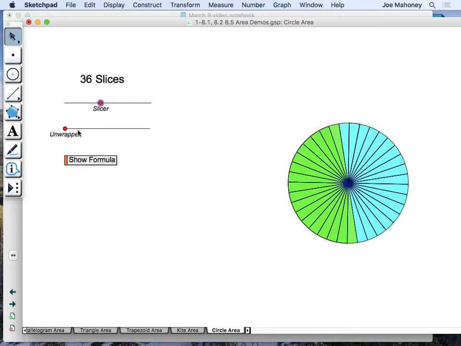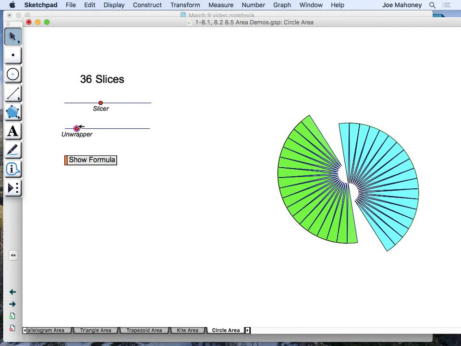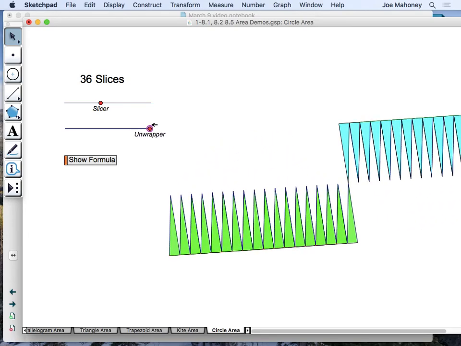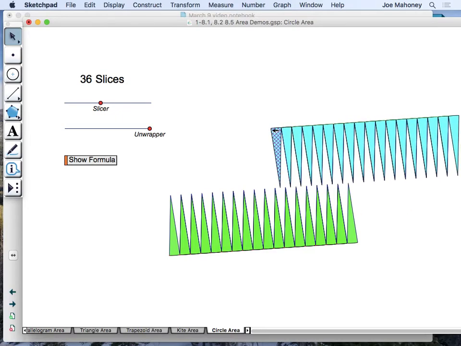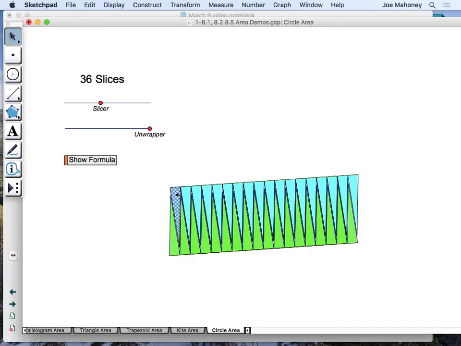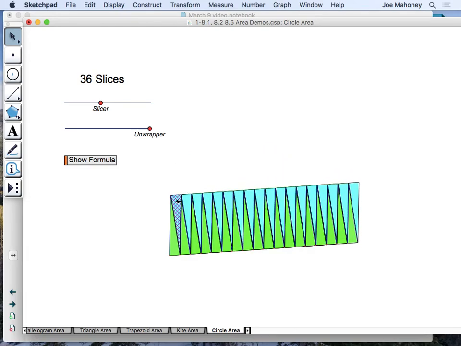And then I'm going to unwrap it. Check this out. When I unwrap this, I'm going to take this piece and stick it right in there. Whoa! What shape was made?